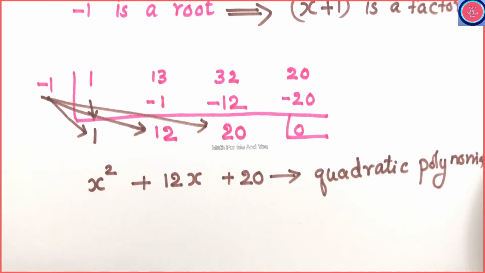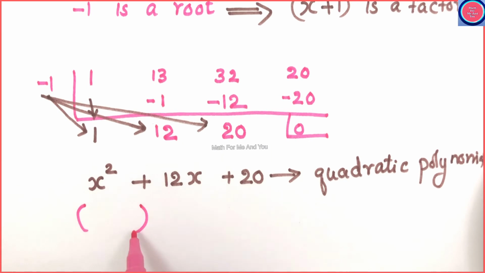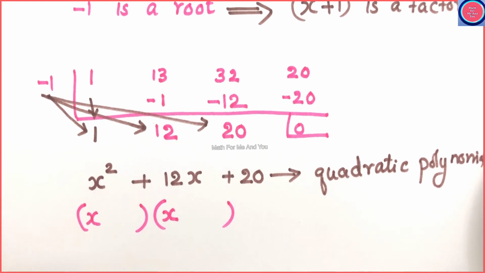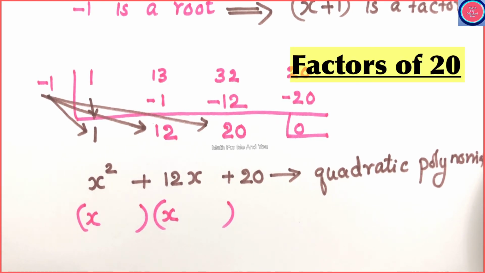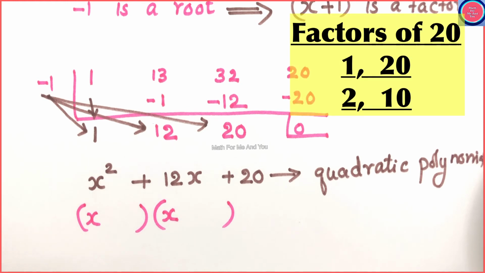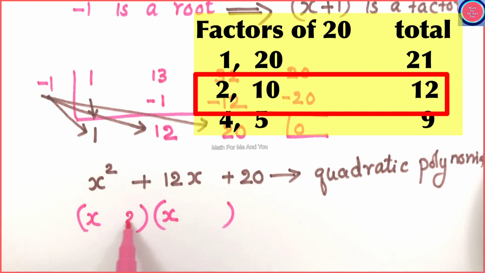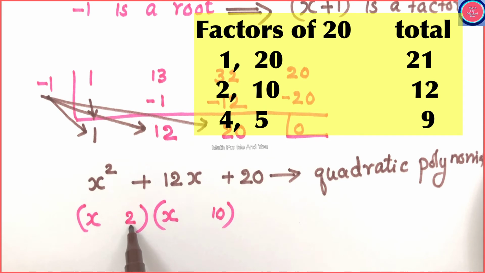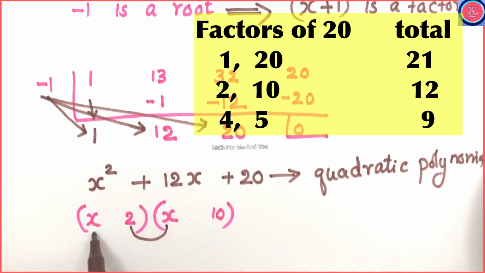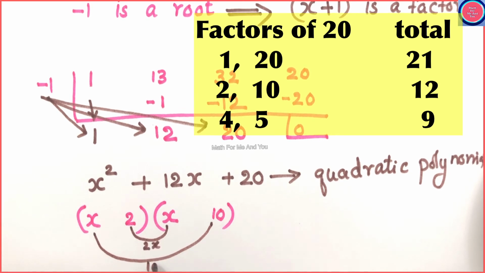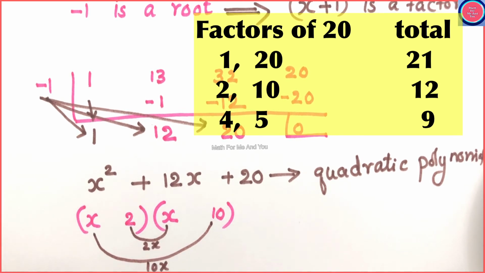Next step, factorize the quadratic polynomial. We can split this and write down as two factors. X square, the factors are x and x. The factors of 20, there are many factors. They are 1 and 20, 2 and 10, 4 and 5. Which two numbers together we get 12? 2 and 10. So we can write the two factors, matching factors, as 2 and 10. All other factors we will not get the total 12. So we write here 2 and 10.